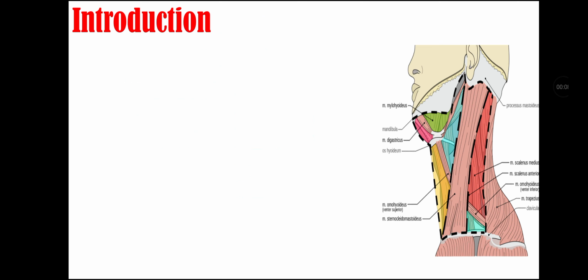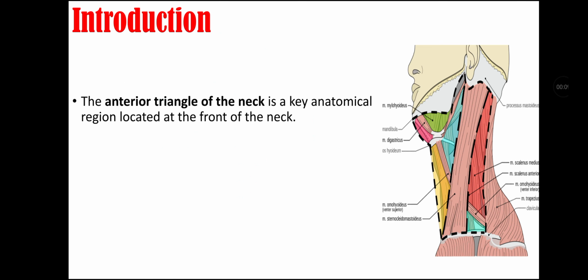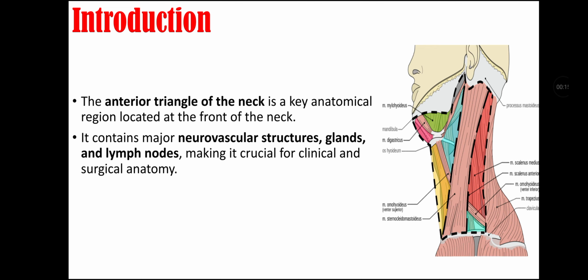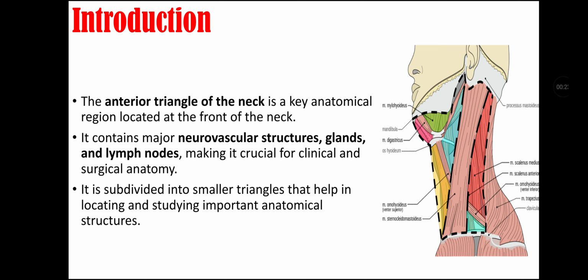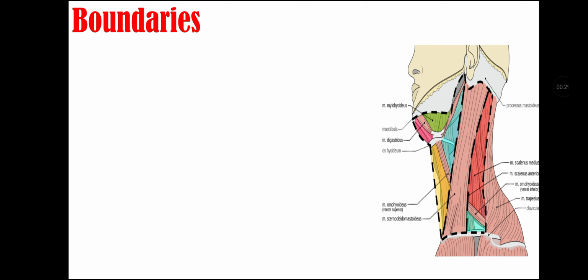So let's start the topic with the introduction. The anterior triangle of the neck is a key anatomical region located at the front of the neck. It contains major neurovascular structures, glands, and lymph nodes, making it crucial for clinical and surgical anatomy. It is subdivided into smaller triangles that help in locating and studying important anatomical structures.